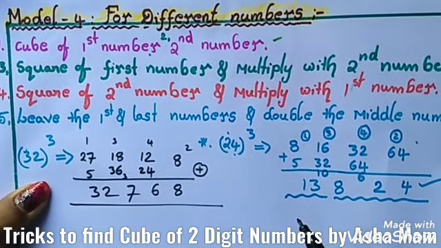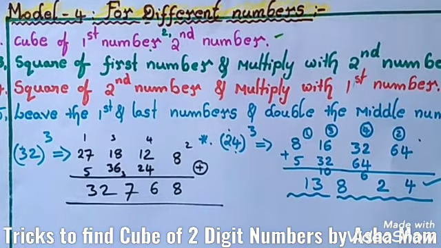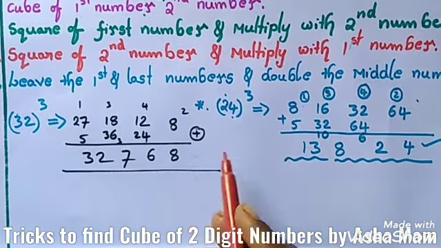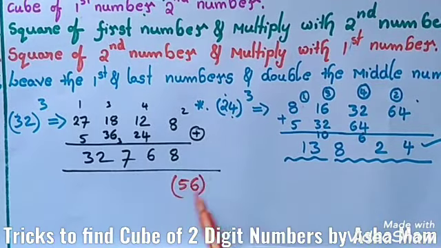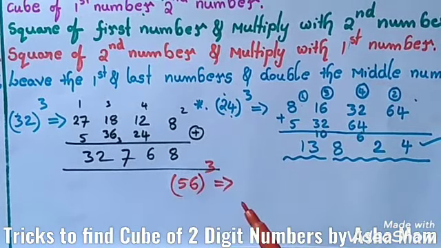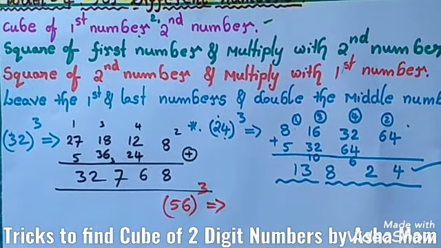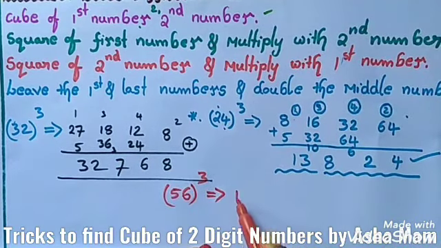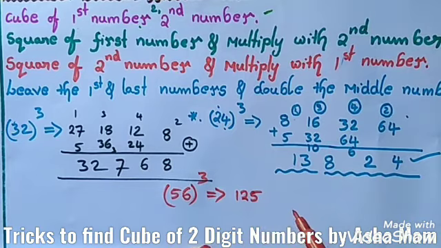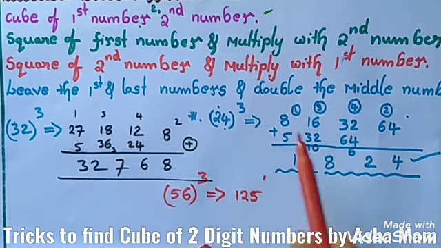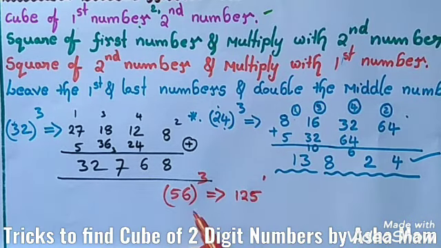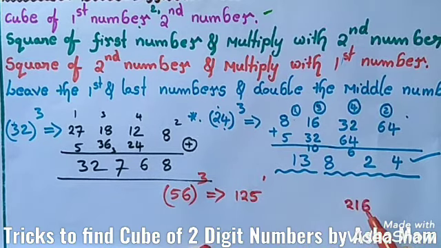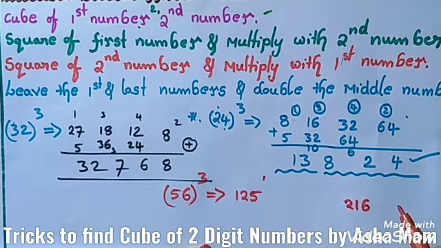Okay. Right. Let us see the last example of this model for different numbers. Last example 5 and 6. These are the different numbers. Okay. 56 whole cube. How we have to do this? First rule, cube the first number, means 5 into 5 into 5. 5 5 is 25, 25 5 is 125. This is rule number 1. And rule number 2, cube the second number. Here is the second number 6. 6 into 6 into 6. Okay. How much you will get? 216. 6 6 36. 36 into 6, 216.